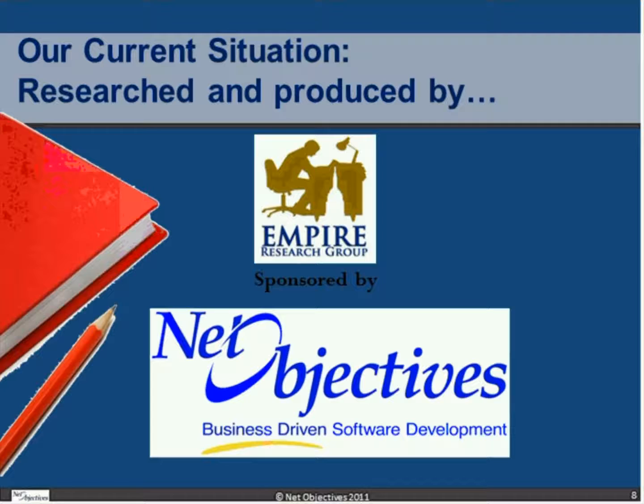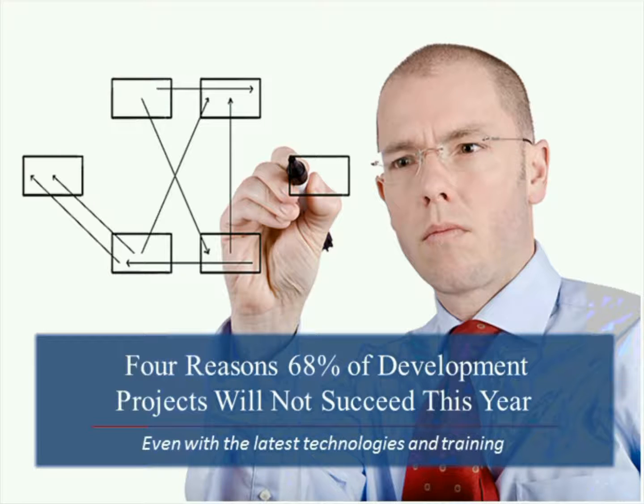So I want to just step back a little bit and present a little summary of a study researched and produced by Empire Research Group earlier this year. The study was basically to investigate the causes of software failure in the industry. And what they came back with was these 4 reasons 68% of development projects will not succeed this year.